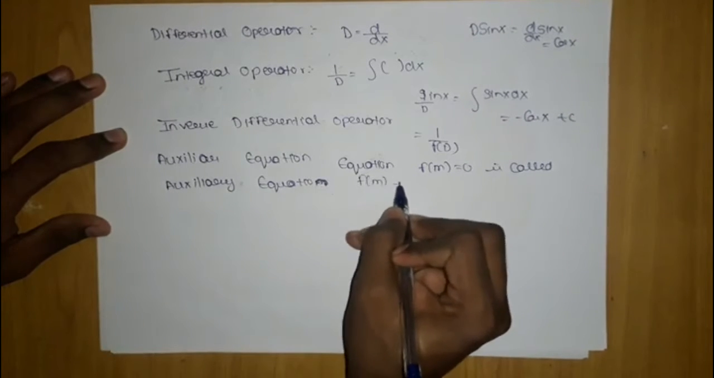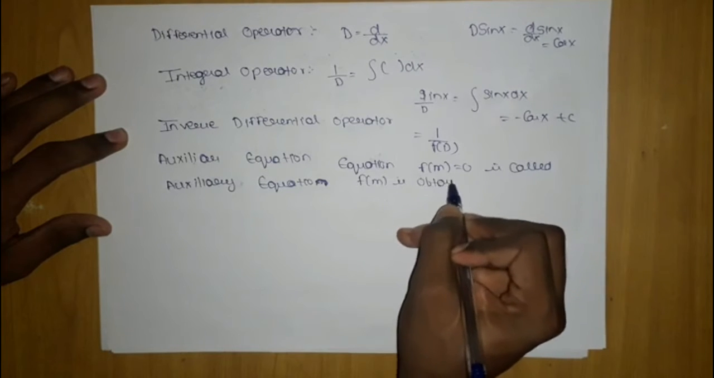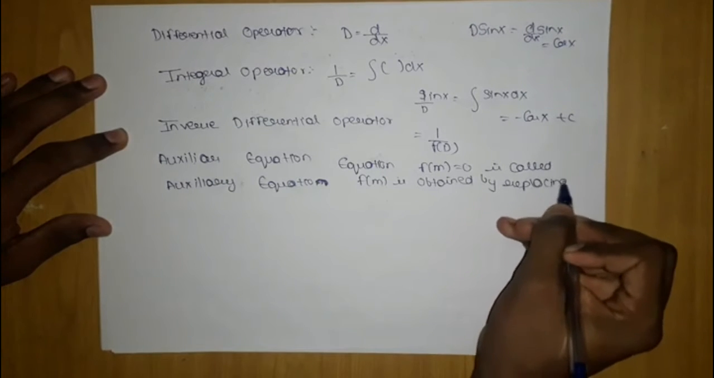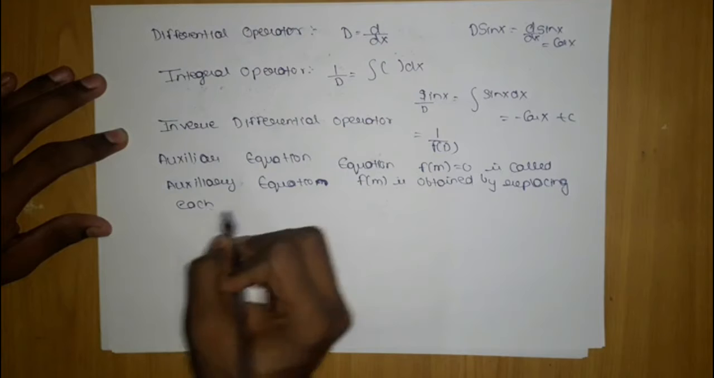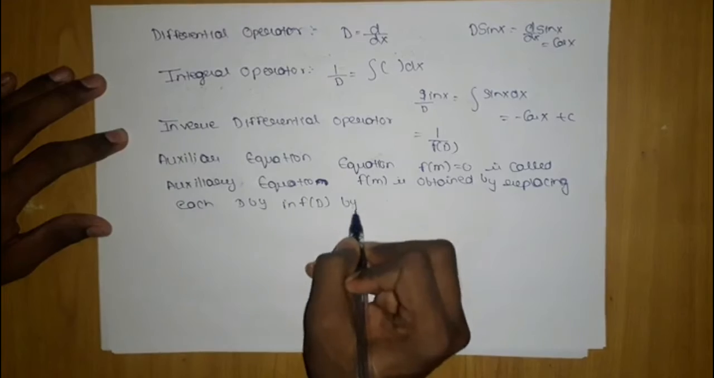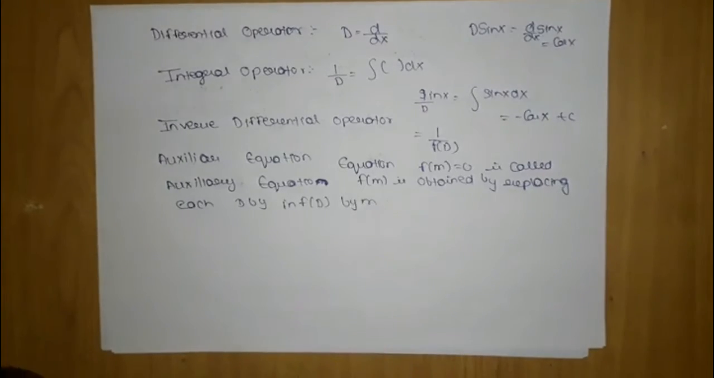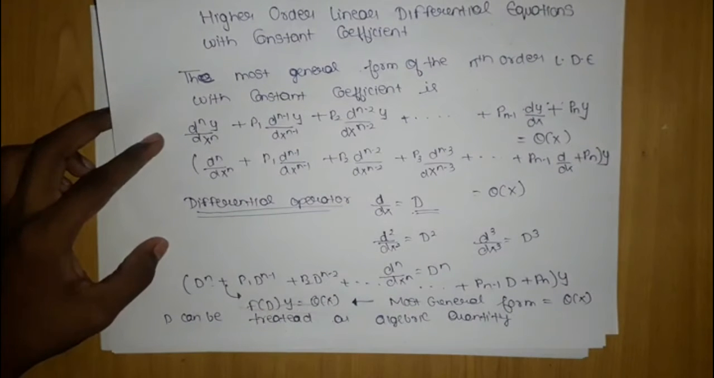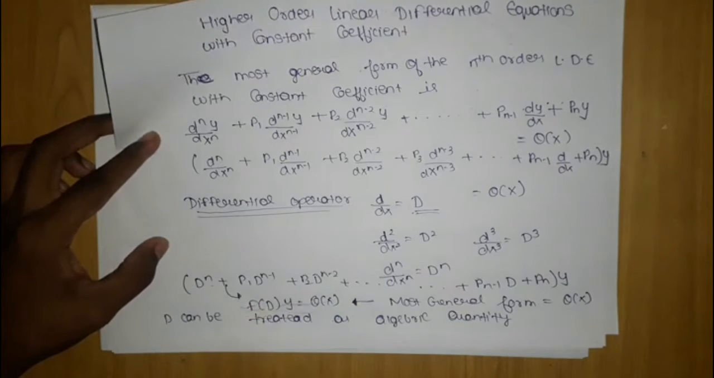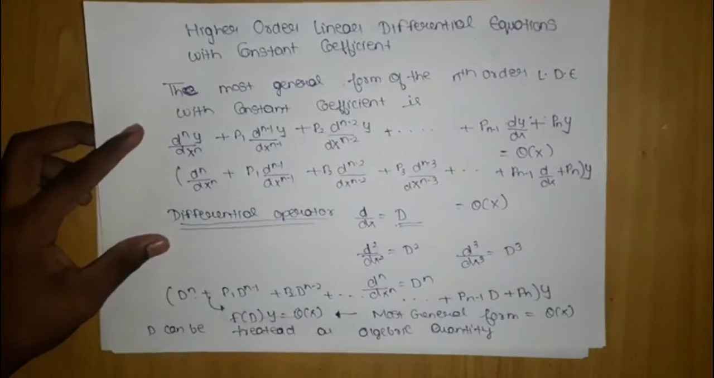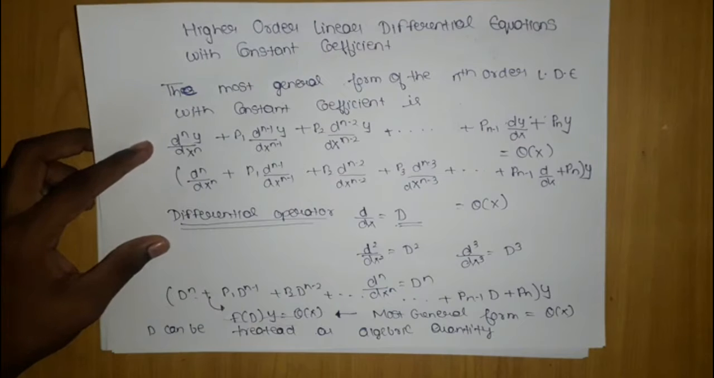F of m is obtained by replacing each d in f of d by m. So if f of d is some expression, like x square plus 2x d square plus 2d plus d cube, you have to replace all d by m and equate f of m equal to 0. Then you will get the auxiliary equation. It is simply replacing the d terms in the equation by m and equating it to 0.